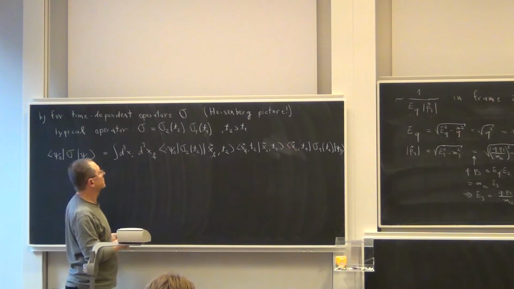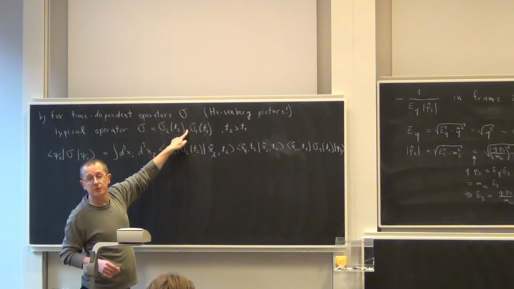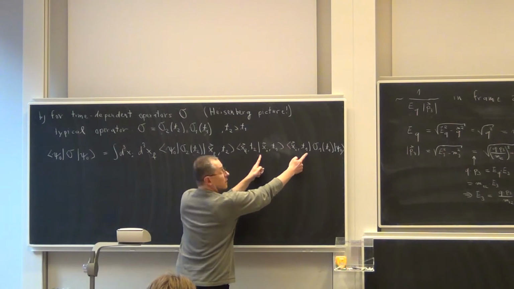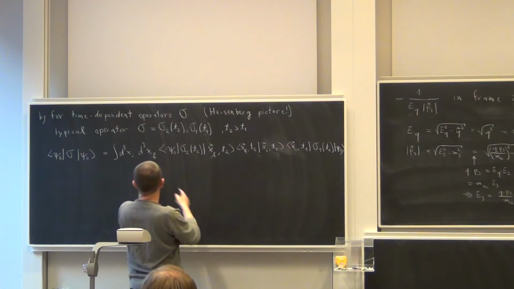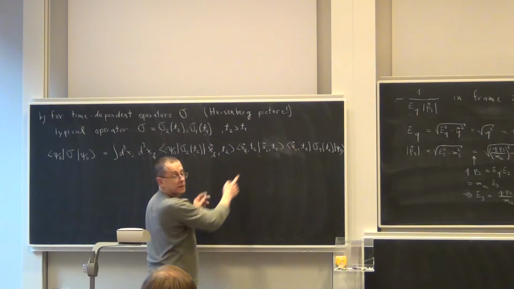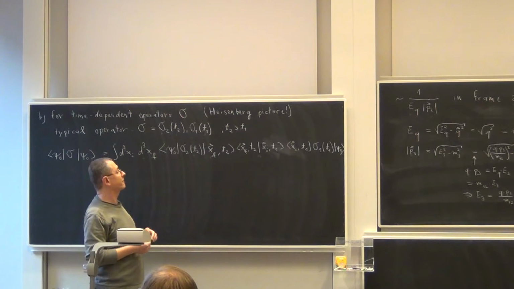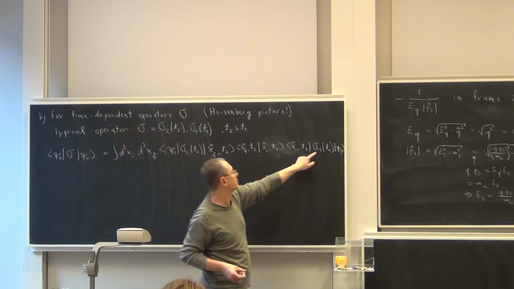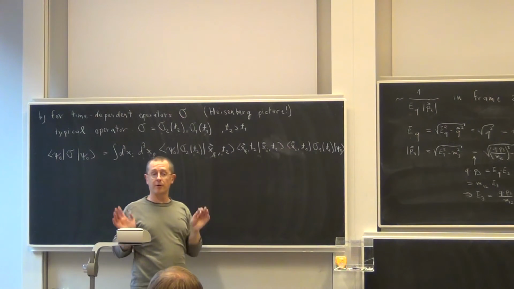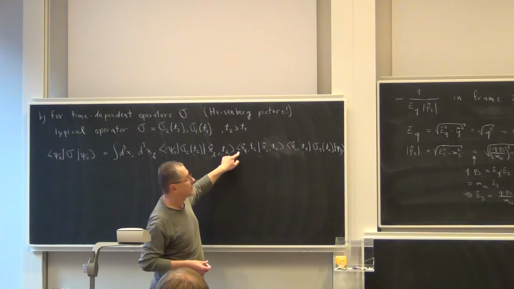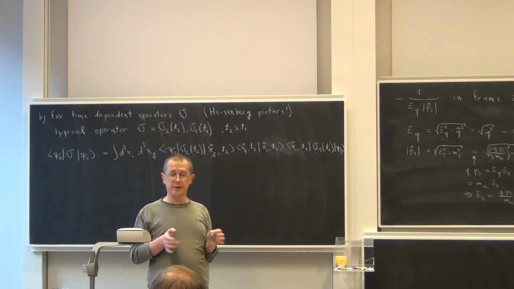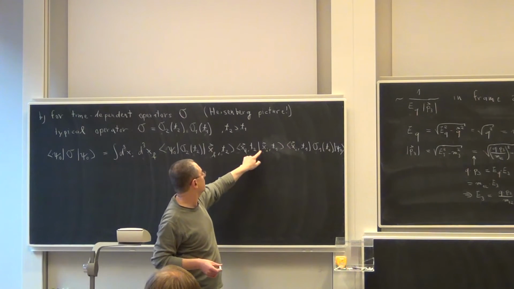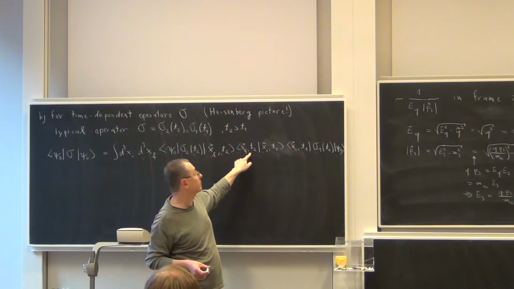I have inserted two times unity here. One unity is this d3 x1 ket-bra combination, and one unity is this d3 xf combination. The reason again why I've done that is I want to evaluate this at the proper time and this at its proper time. And what I have now picked up is an additional matrix element between the eigenstates of my position operator at time t1 projected on the eigenstates of my position operator at time t2.